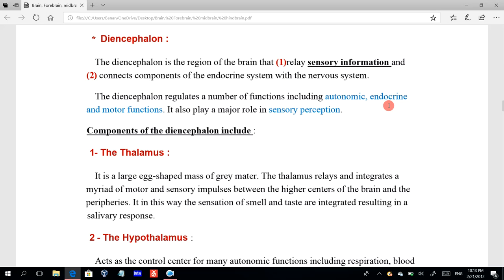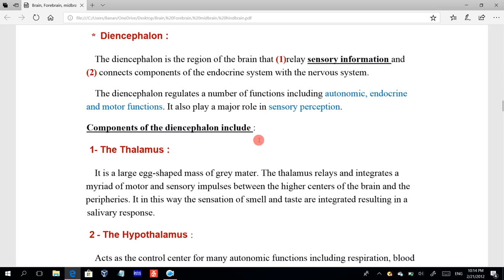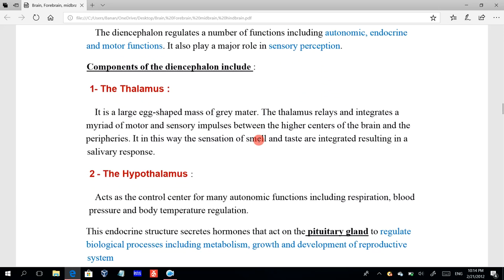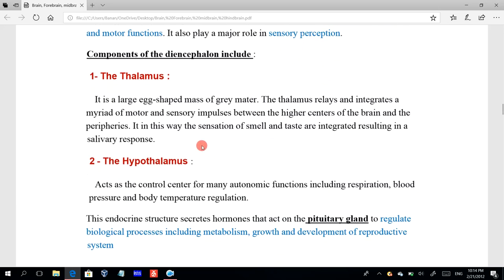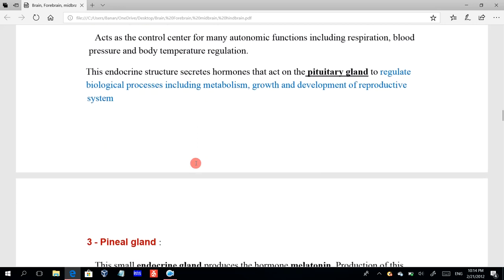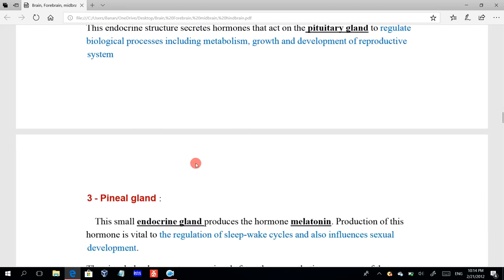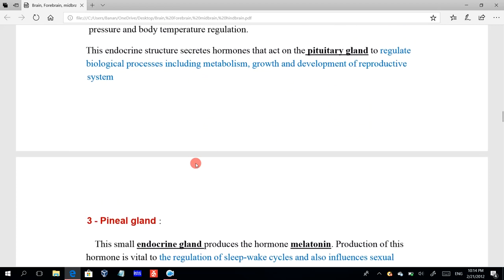Motor functions also are regulated by the diencephalon. The diencephalon also plays a major role in sensory perception. Now, what are the components of the diencephalon? It is composed of three parts. We have the thalamus, the hypothalamus, and hypo means below, so hypothalamus is the part below the thalamus. And we have the pineal gland.